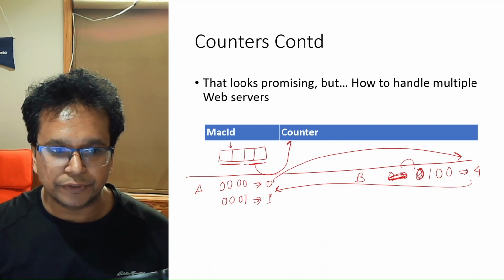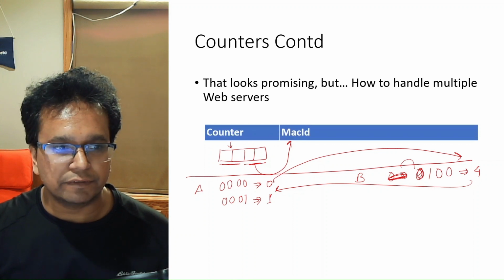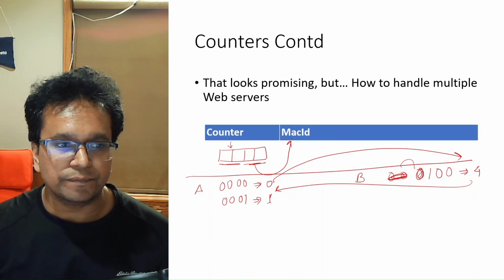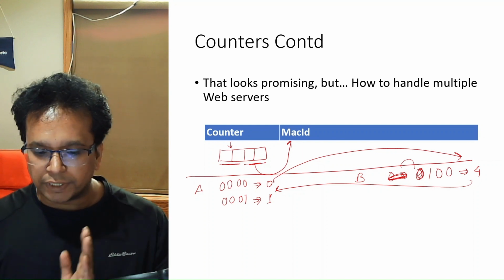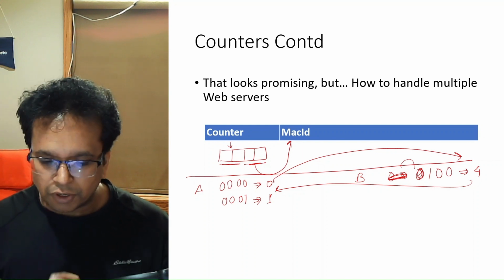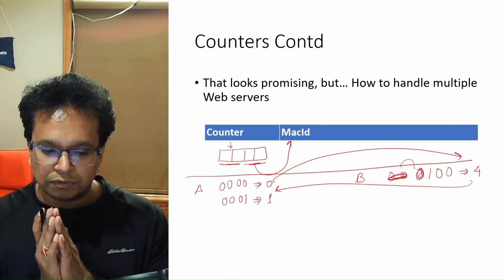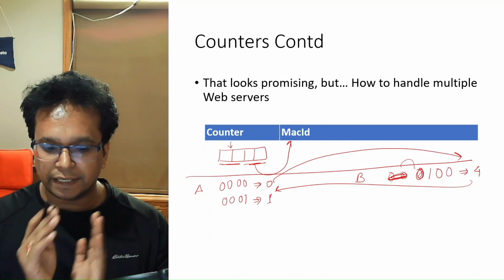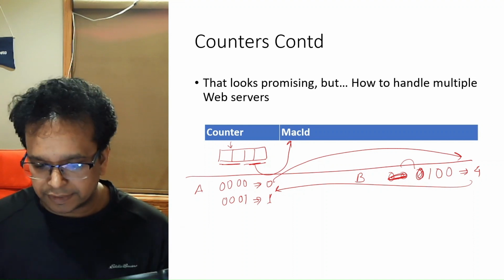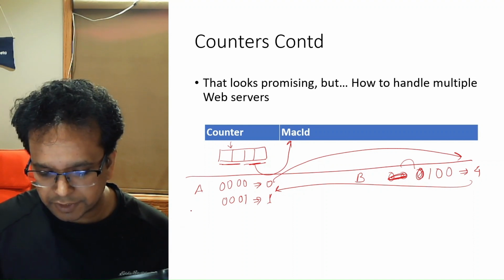So what else can we do right now? One approach is to switch the counter and the machine ID. Now your counter is on the left side, the most significant side, and the machine ID is on the least significant side. Let's see if it fixes this problem.